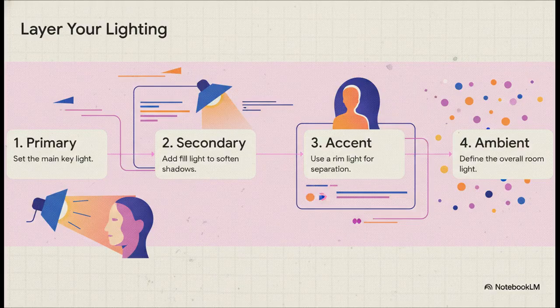Let's talk lighting. Instead of just saying good lighting, we can actually build our light setup piece by piece, just like in a real photo studio. We'll start with our main light, the key light. Then we'll add a little fill light to soften the shadows. Then a rim light to make our subject pop from the background. And finally, we'll set the overall ambient light to tie it all together.